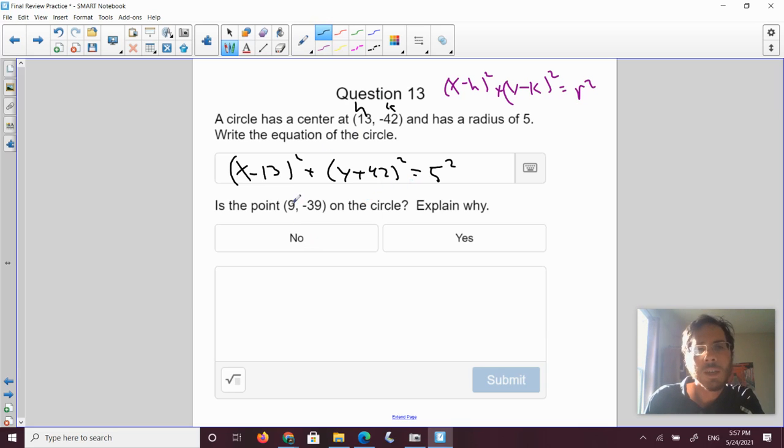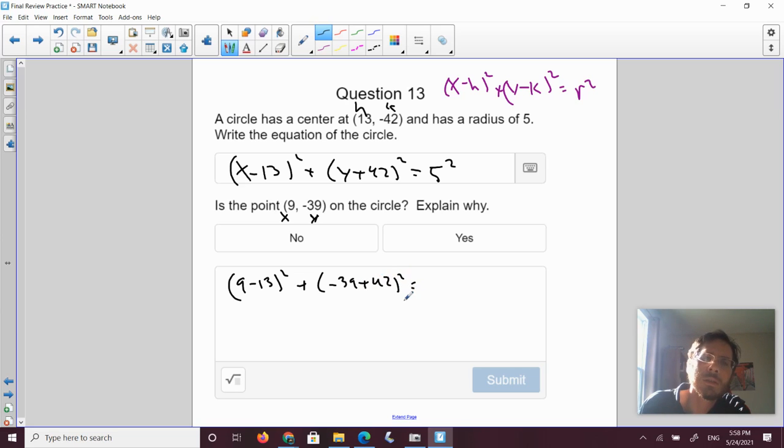Second part down here, we have to ask, is this point on the circle? And we need to explain why. So what we're going to do is plug these in for x and y and see if we actually have a true statement. If this is true, then yeah, it's on the circle. If it's not, then it's not. So we're going to do 9 minus 13 squared plus negative 39 plus 42 squared equals 5 squared, but 5 squared is 25. So let's see what we got. 9 minus 13 is negative 4.